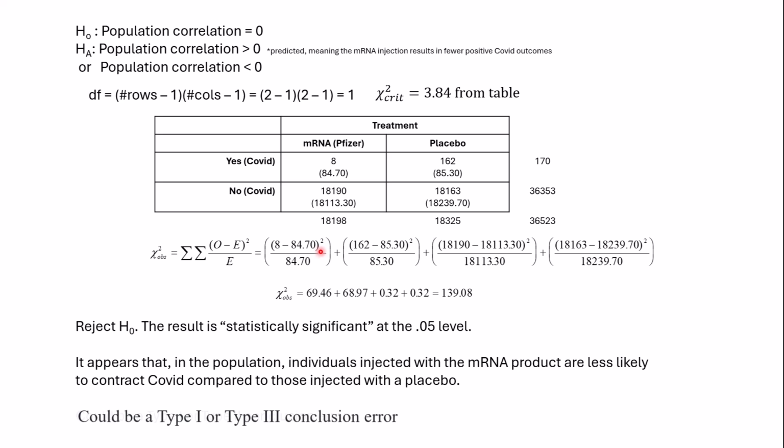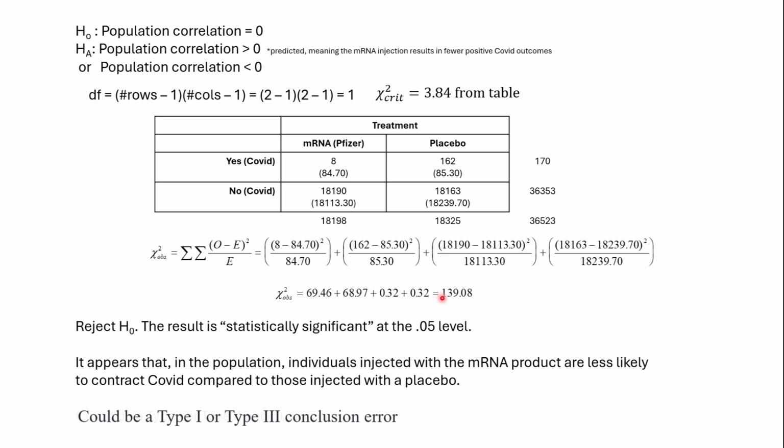So let's walk through these computations here for a bit. So notice here the observed minus expected squared. So here's the first cell, 8 minus 84.70 squared. So there's the observed and expected divided by that expected value. And then now we go to the next cell, 162. There's the expected value. So 162 minus 85.3. Square that, divide by 85.3, and so forth. So here are the other two cells. Here are the intermediate computations.